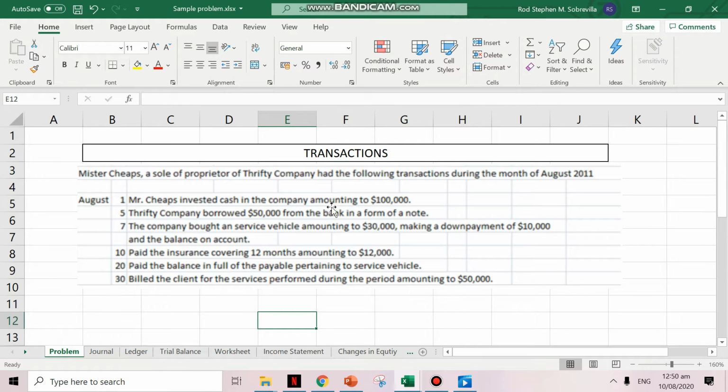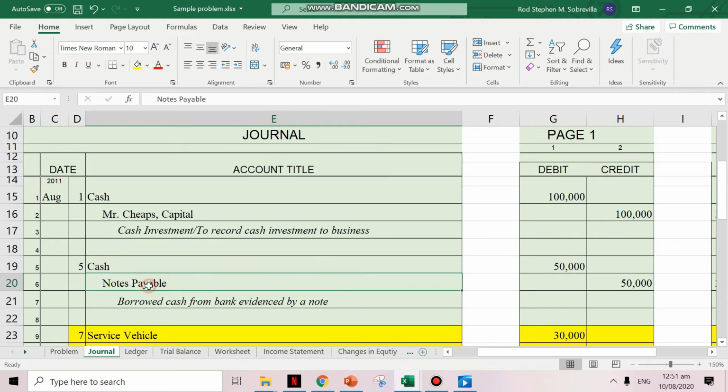And then, umutang daw tayo kasi borrowed from the bank in form of note. Mahalaga to kasi pag walang sinabi na note, accounts payable lang siya kasi it is only on account. Hindi naman siya backed up with note. So, mas protected yung bank sa inutang mo kasi meron kang patunay. So, instead of accounts payable, we use the account notes payable. Credit, 50,000. And then, description to explain it.